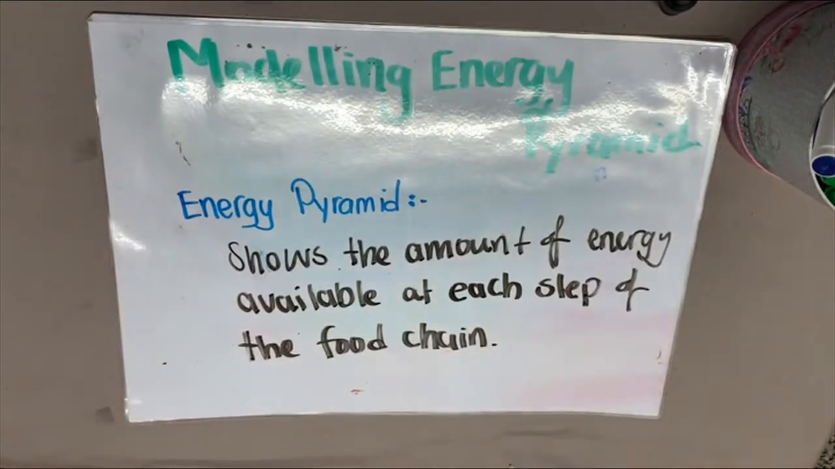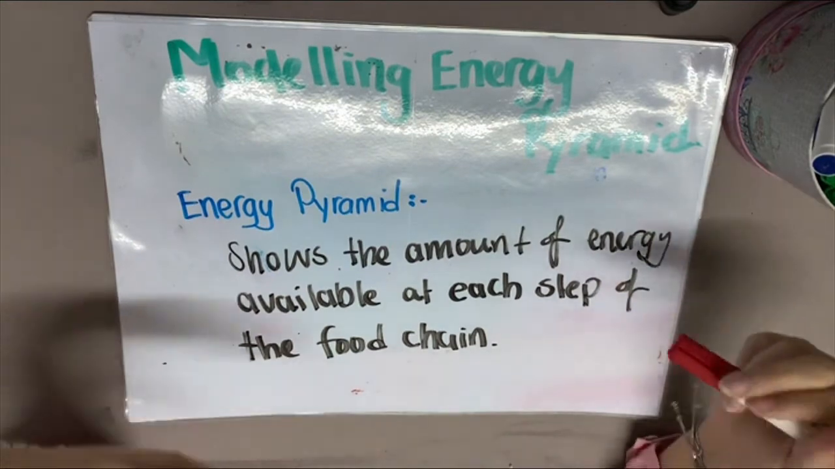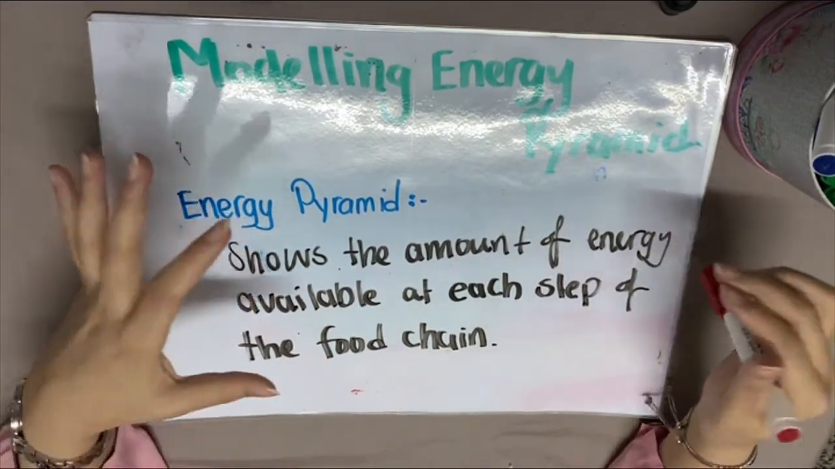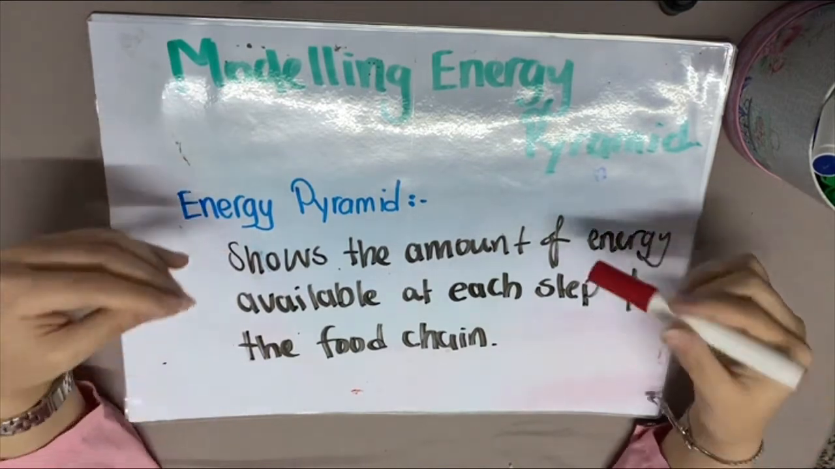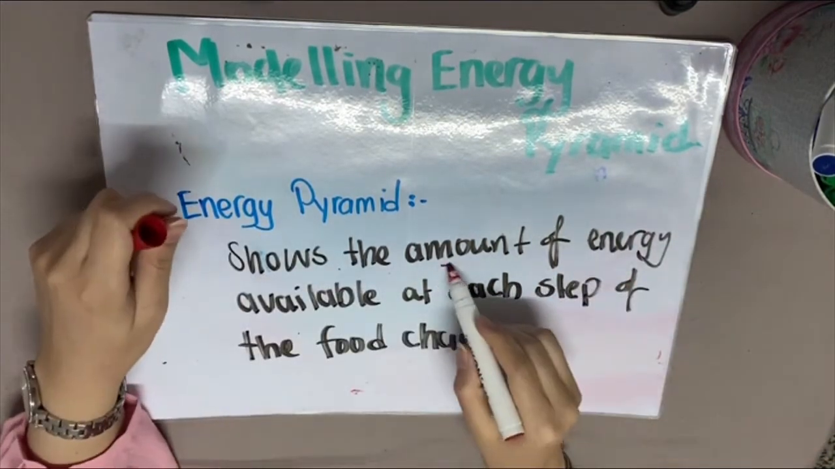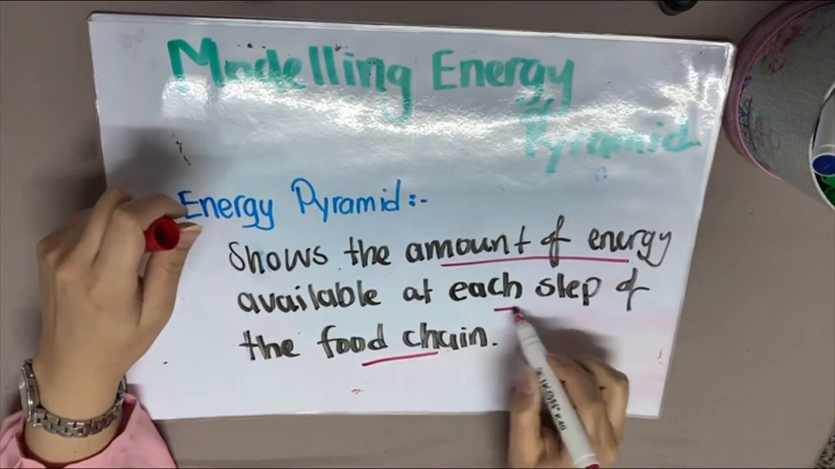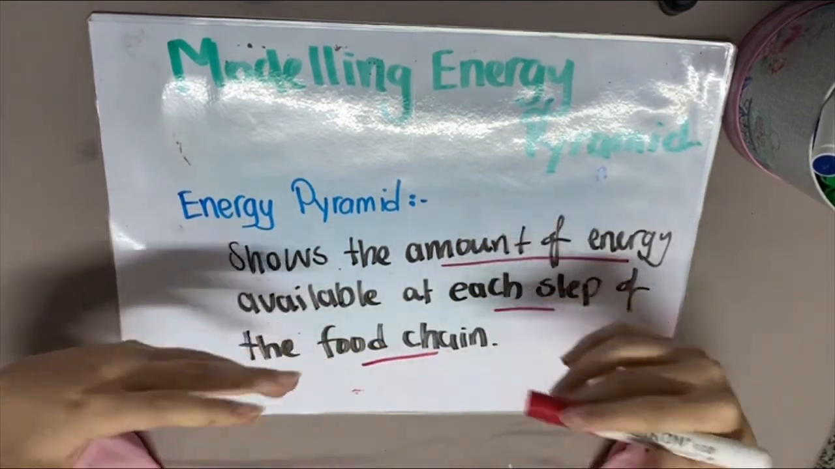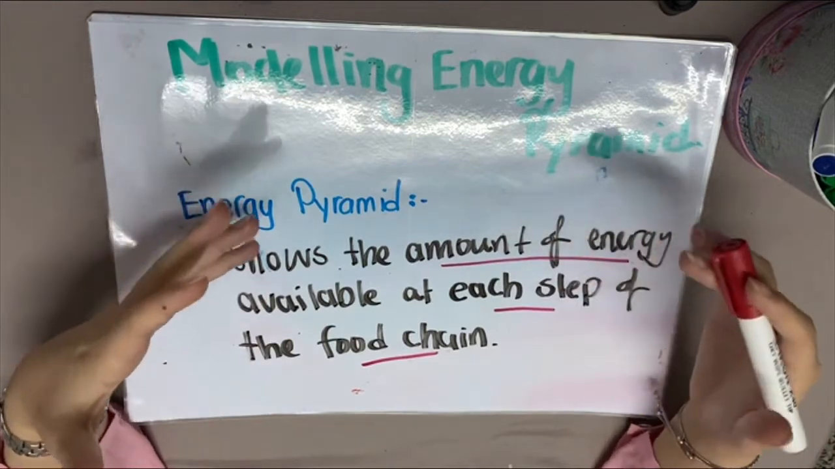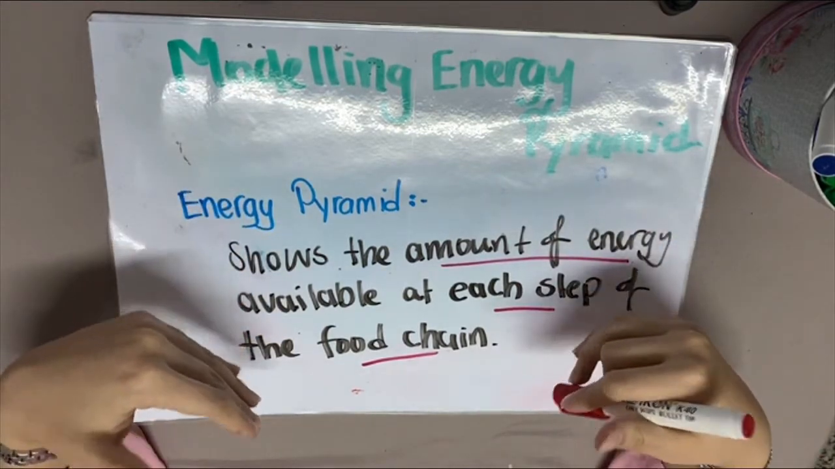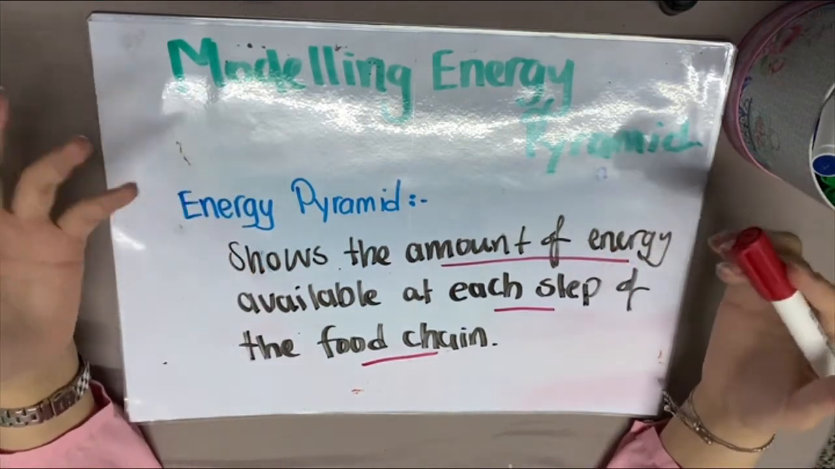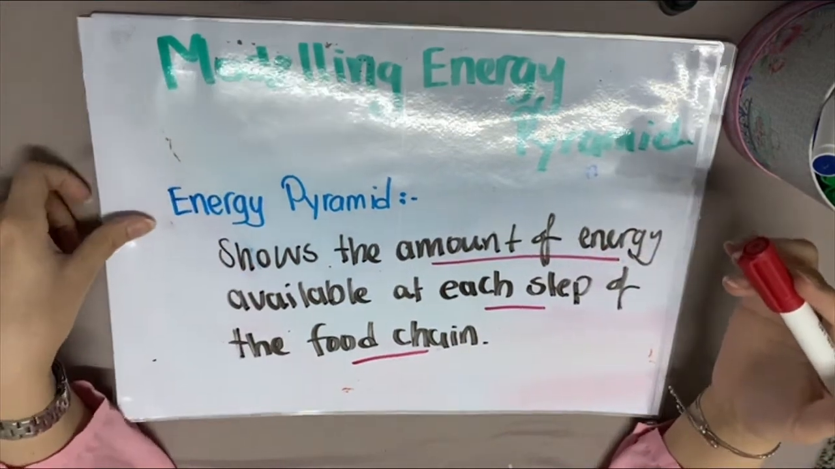Okay, now let's talk about our third objective, modeling an energy pyramid. An energy pyramid is technically a part of a food chain. It shows the amount of energy available at each step of a food chain. We already agreed that as energy travels through different organisms, the amount of available food energy decreases. And we use the food energy pyramid to show this process.